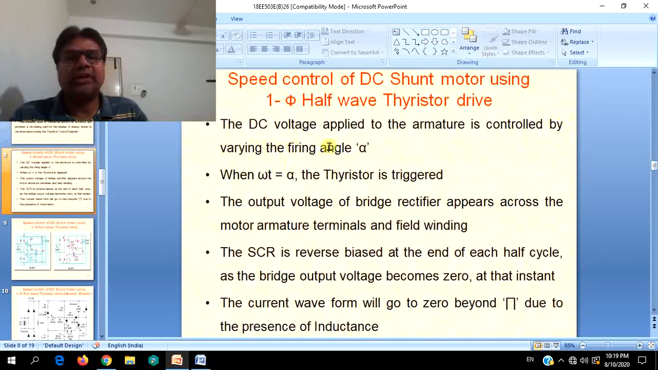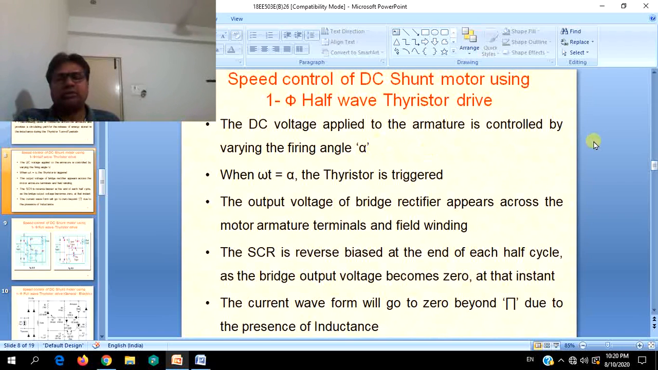The output is controlled by varying the firing angle alpha. Not only in this armature control method of a DC shunt motor or series motor, but for all the motor controls, the procedure adopted for control is mainly firing angle control only, which is nothing but the phase control technique, where we increase or decrease alpha, and thus the conduction time or conduction angle will change. If the conduction time and conduction angle are more, more average output voltage will be there.